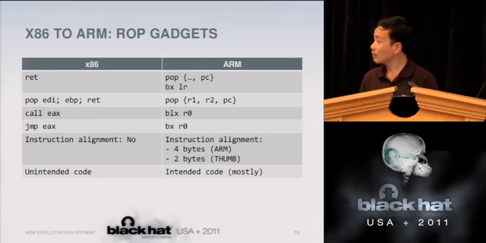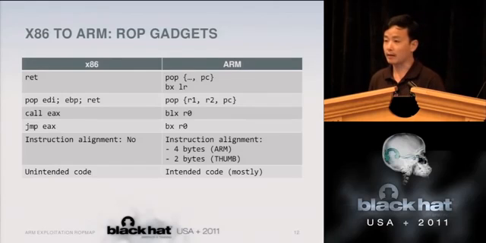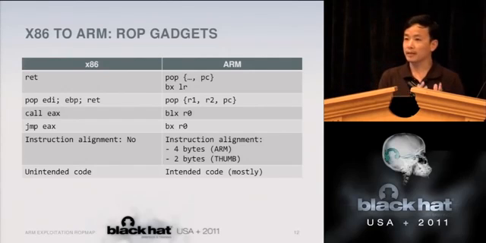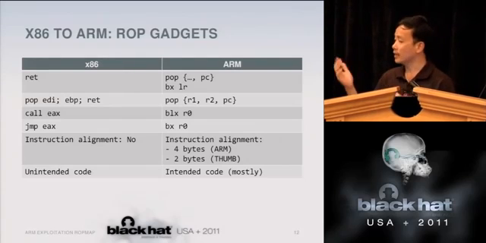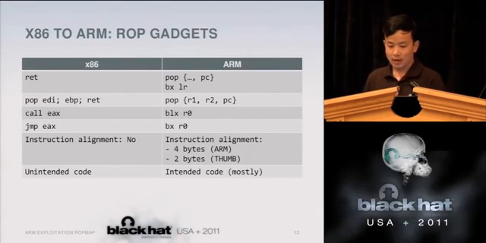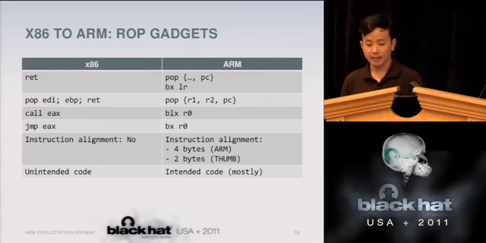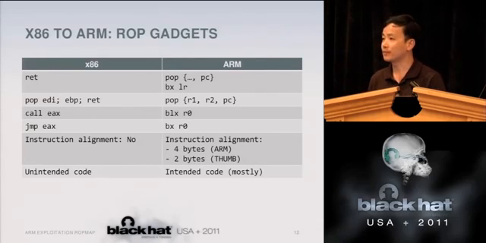Note that for x86 architecture, there is no alignment of instructions, so you can find a lot of gadgets from unintended code. Something where the code is just doing data movement, but by shifting every byte, you can find interesting gadgets. In ARM architecture, it's a bit different. Instructions are aligned every 4 bytes or every 2 bytes, depending on ARM mode or Thumb mode. So most of the gadgets on ARM you can find from intended code. That's why objdump or otool will work for you.